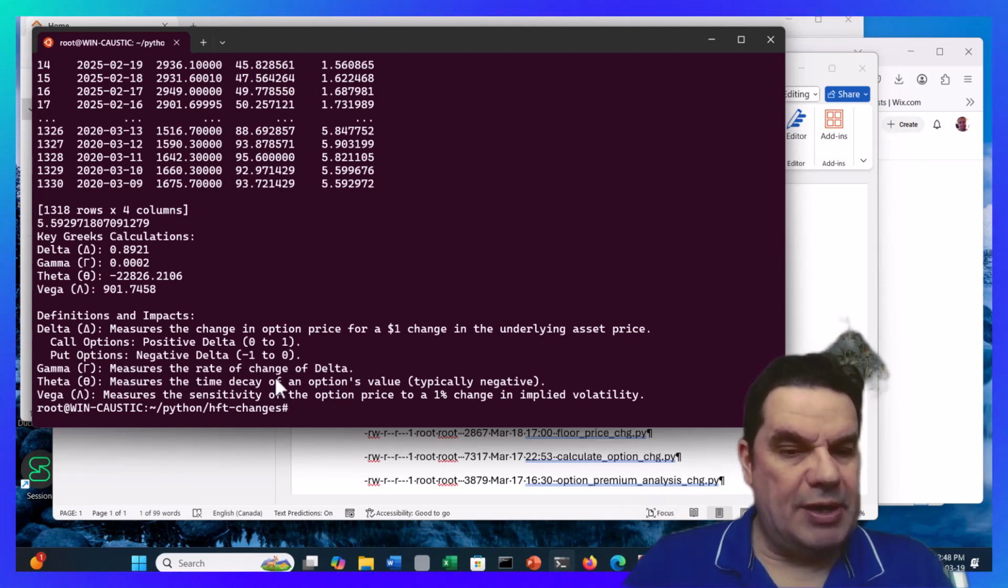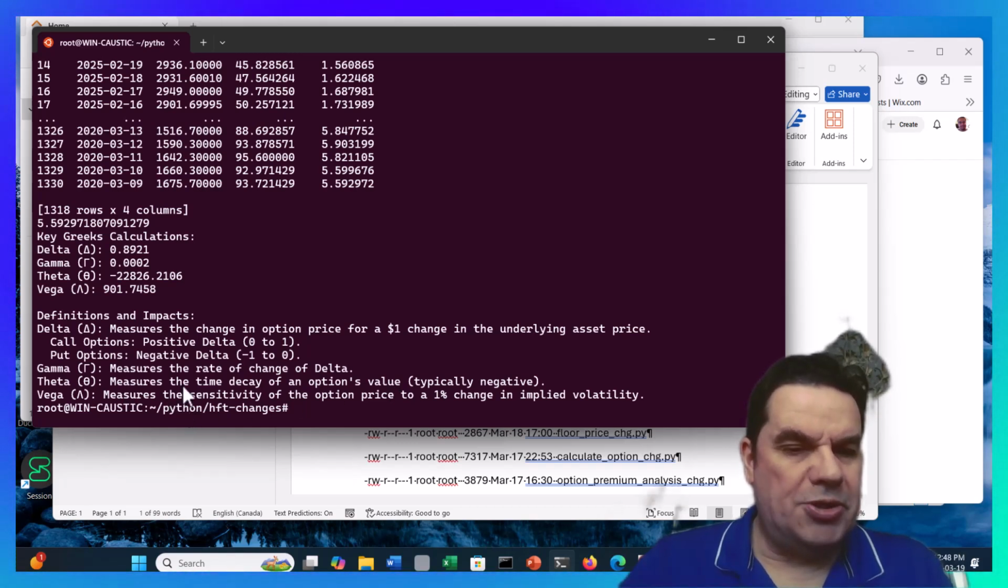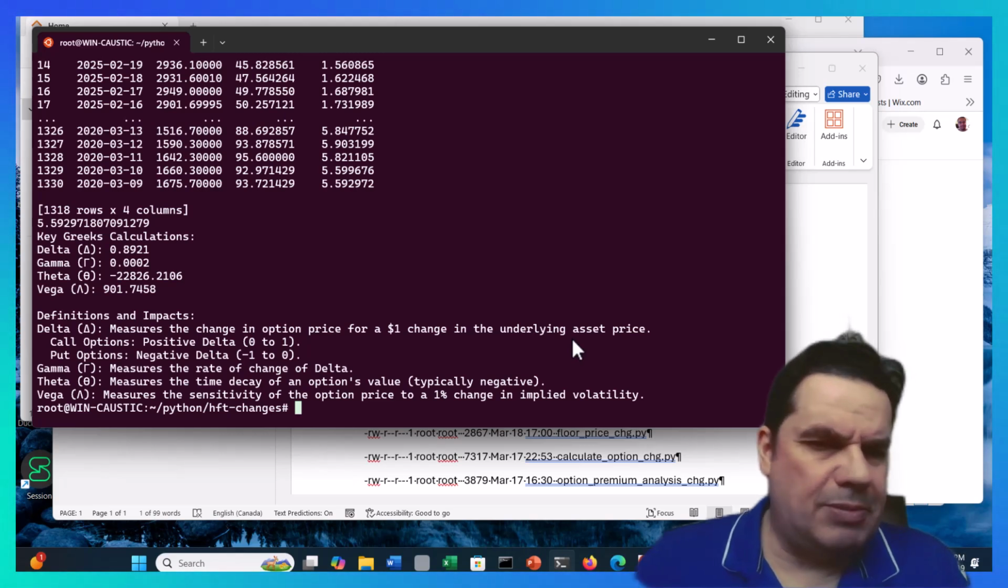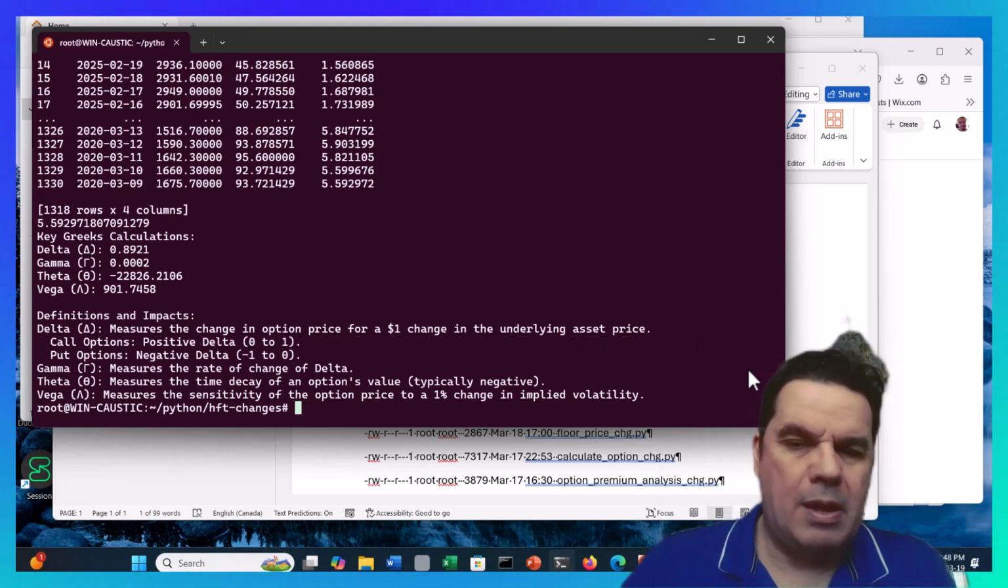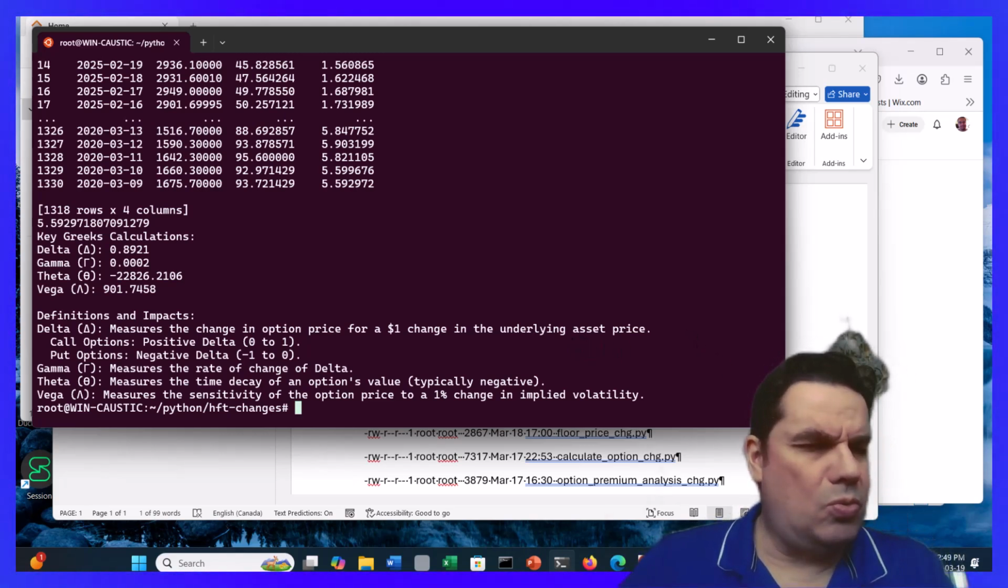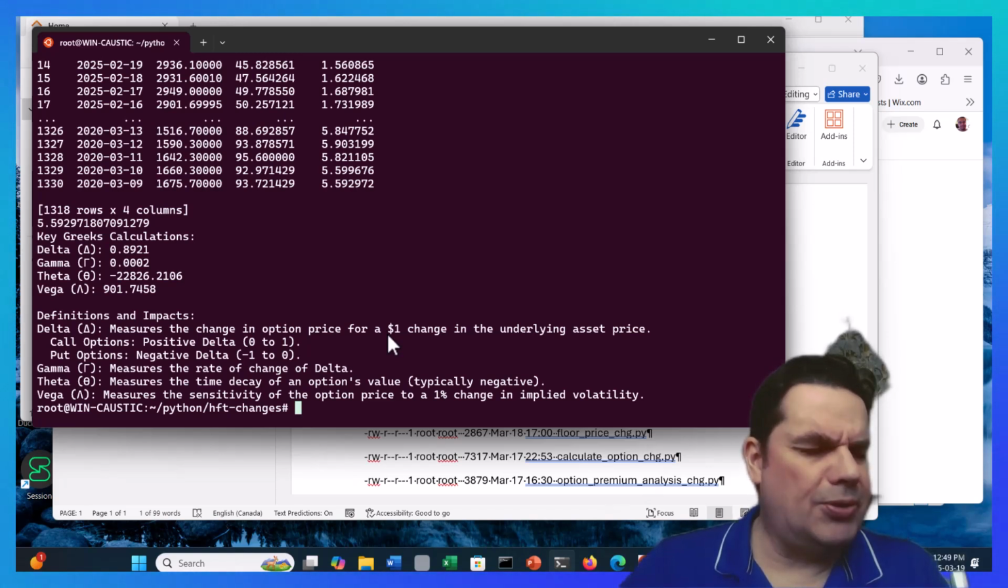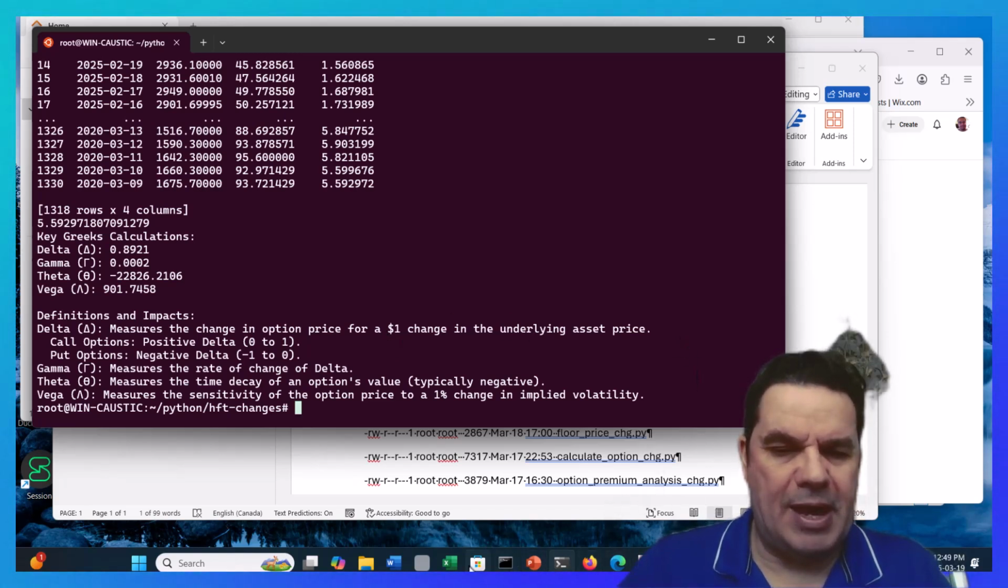So the gamma measures the rate of change of the delta. Theta measures the time decay of an option's value, typically negative, right there. And then vega measures the sensitivity of option price to a 1% change in implied volatility. Again, that comes from the Black-Scholes. I've done a video on that. So these are your measurements on the Greeks that you can use to, again, build market expectation from that.